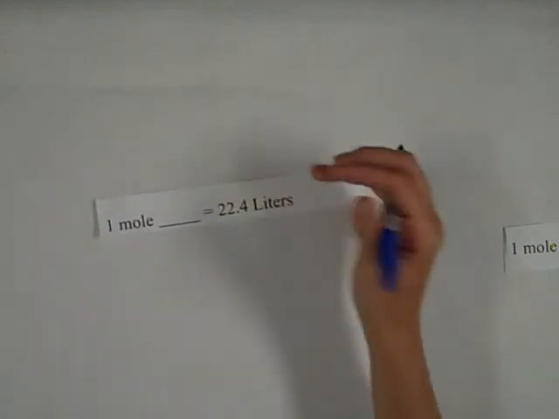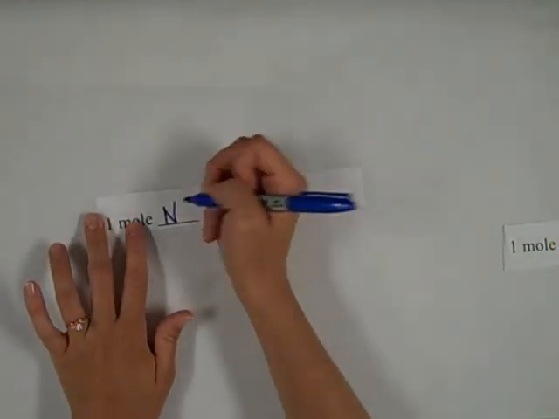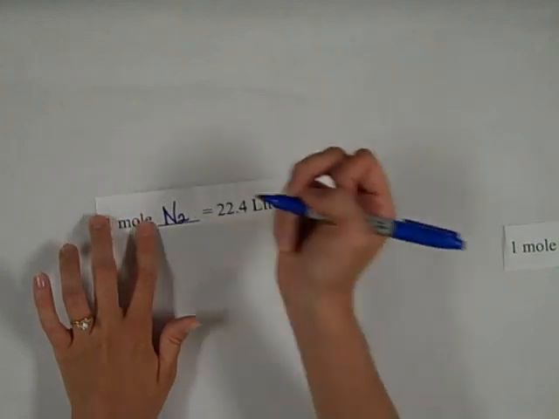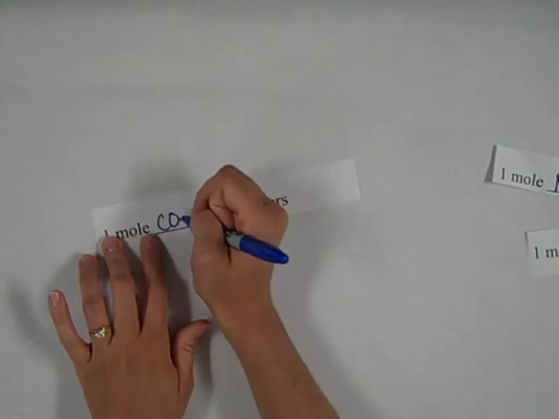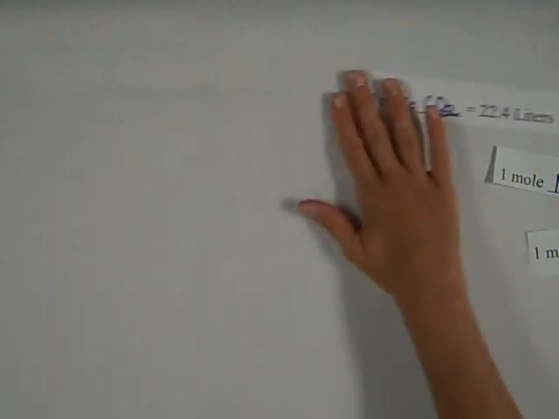If you had 1 mole of nitrogen, and again we said nitrogen was diatomic, so N2 would take up 22.4 liters of space. If you had 1 mole of carbon dioxide, which is a gas, you'd have 22.4 liters. Alright, so that's it in a nutshell, the 3 ways to measure a dozen or a mole of anything.